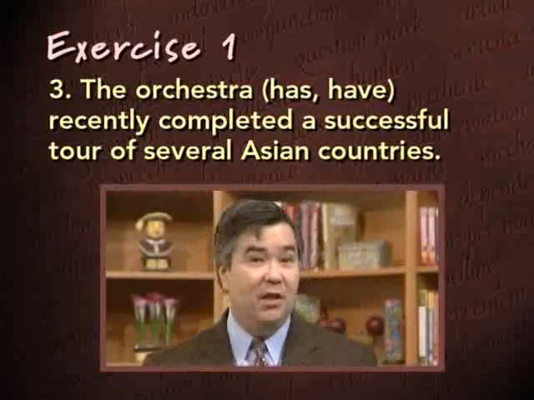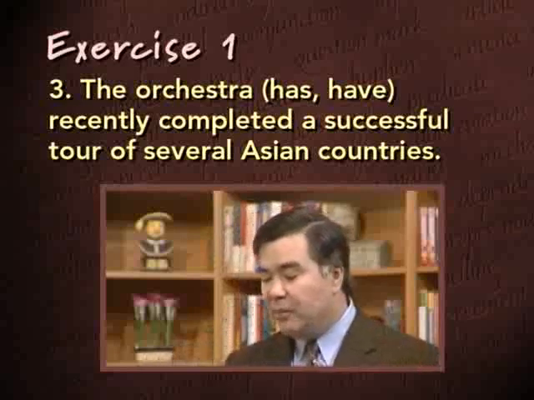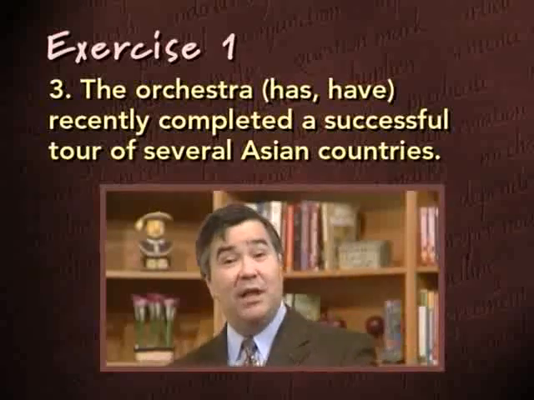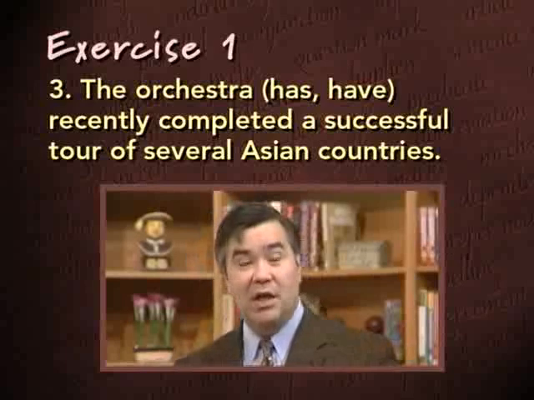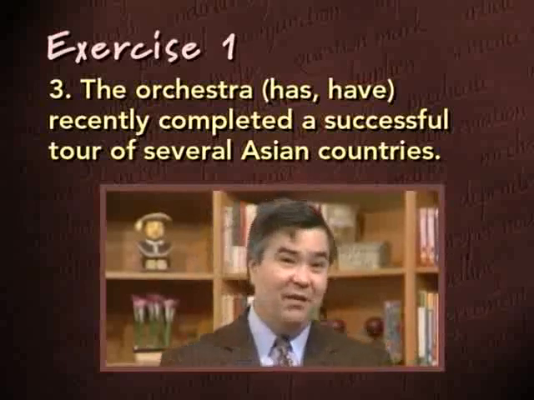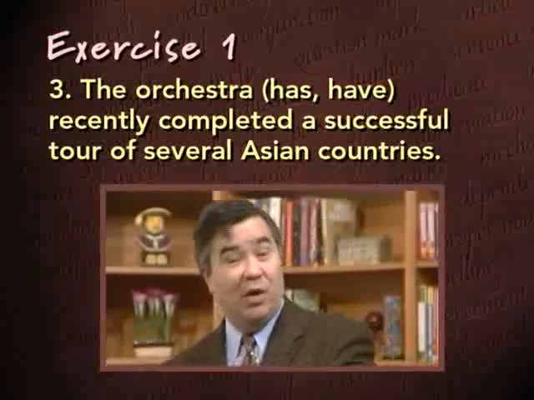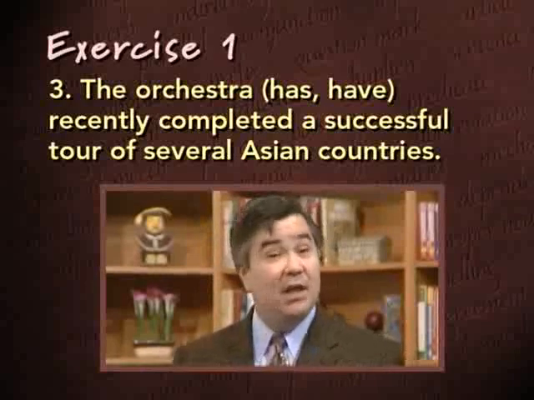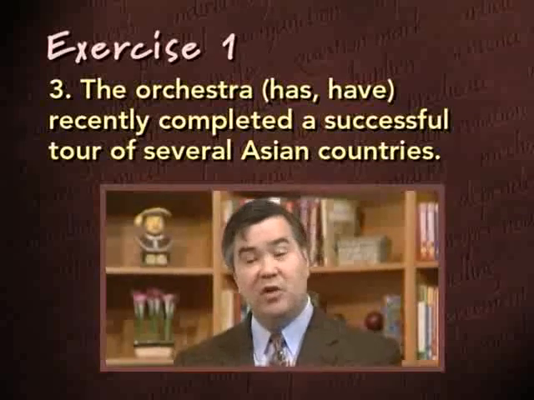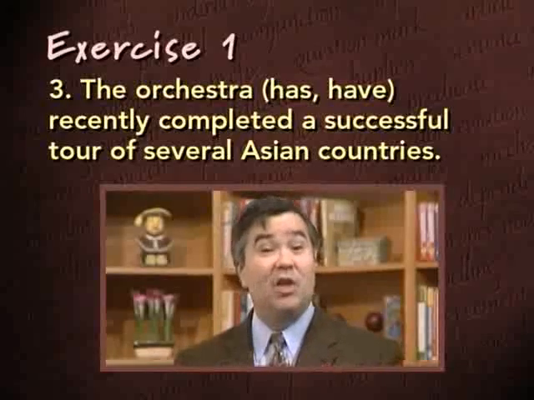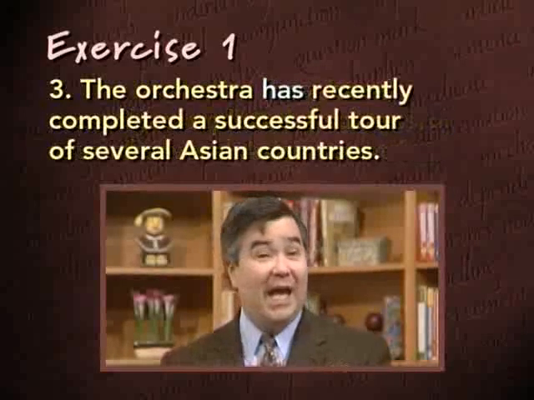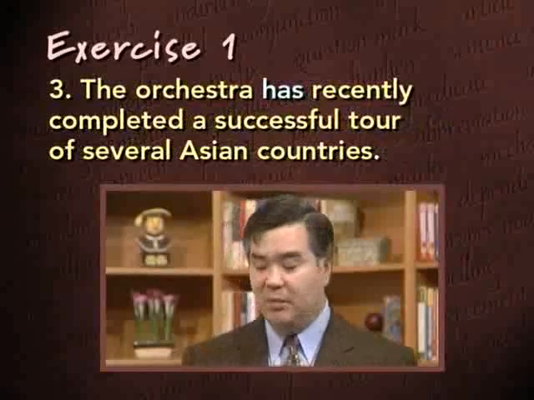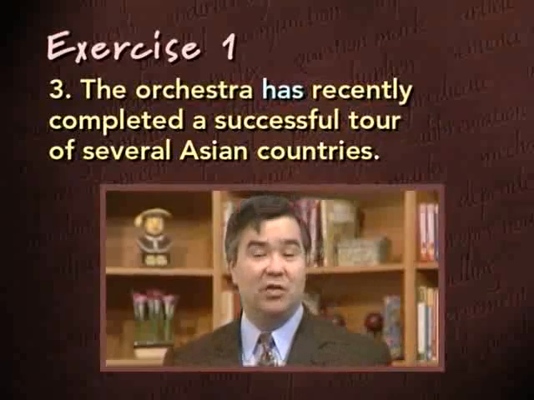How is this collective noun being used? Well, we're told that the orchestra completed a successful tour of several Asian countries. Does that describe an action taken separately by all of the individual members of the orchestra? The oboists, the drummers, the fiddle players, the horn players? No, it's describing something that the entire orchestra did together as a unit. Therefore, the collective noun is being used to refer to the group as a unit and should be considered singular. So we want the singular verb has rather than the plural verb have. The sentence should read, "The orchestra has recently completed a successful tour of several Asian countries."